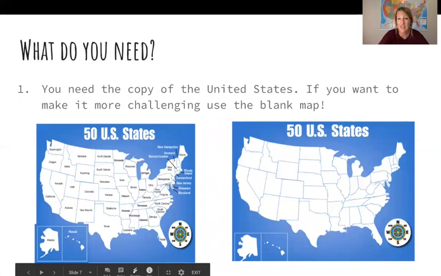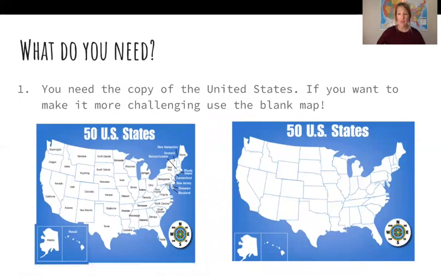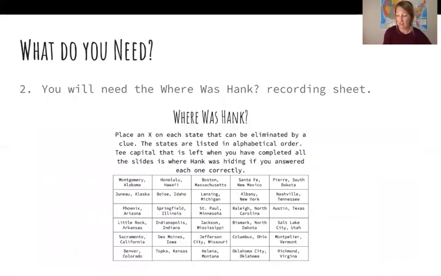All you're going to need today to play this game is a copy of the United States. I have 2 copies that I gave you, one with the names of each state and one without. It's up to you which one you want to use. If you want to make it a little more challenging, you can use the map that is blank, or you could play first with the labeled map and then later play again without the labels. The next thing you're going to need is the recording sheet. This sheet is going to help you figure out places that Hank was not, so we can eventually figure out where he was hiding.